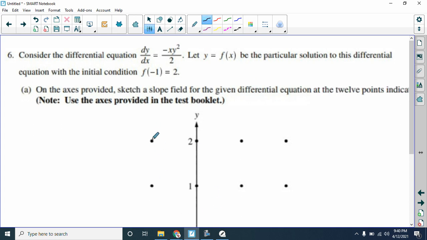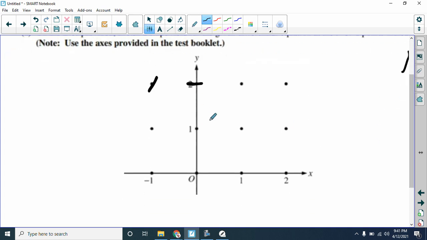So at the point -1, 2, you just plug in -1 for x, 2 for y. Would give me 1 times 4 over 2, which is 2. So the slope's 2, so up 2 over 1 should be pointing at about that point right there. 0, 2 has a slope of 0, and really any time x is 0 has a slope of 0. So we can sketch all those in quick.